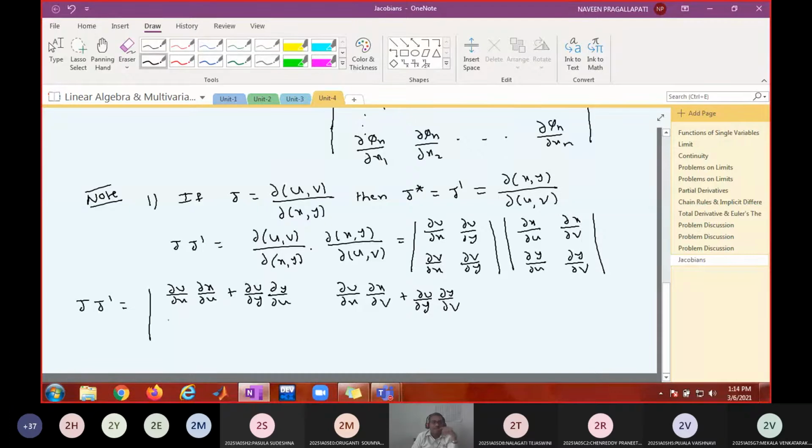Next one, ∂v/∂x into ∂x/∂u plus ∂v/∂y into ∂y/∂u. Next one, ∂v/∂x into ∂x/∂v plus ∂v/∂y into ∂y/∂v. Can you identify this?